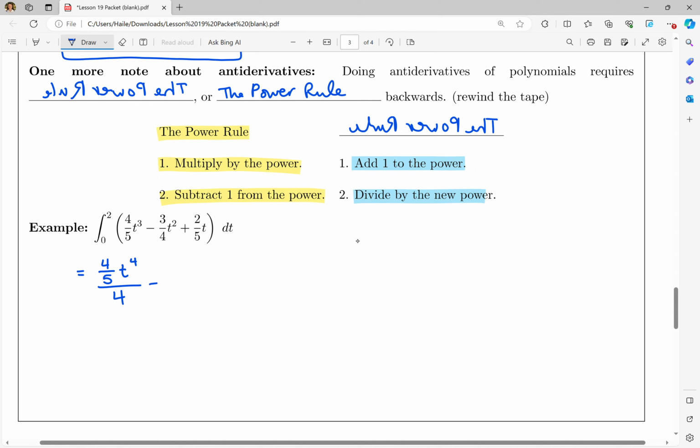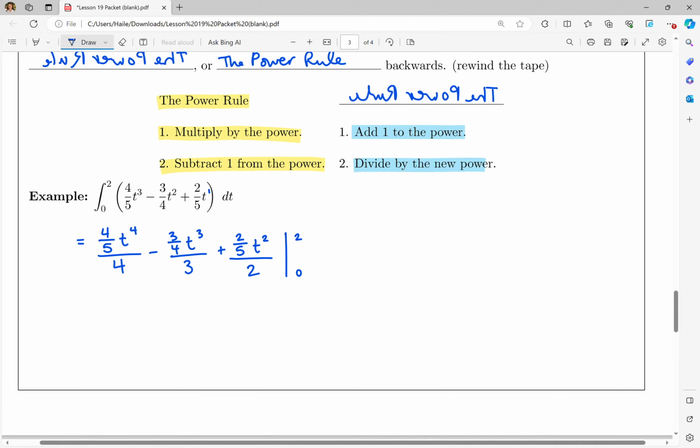Now if I wanted to do 3/4 t squared, my new power will be 3, and I divide by 3. And if I want to do 2/5 t, my understood power on t here is 1, so my new power should be t squared, and I divide that by 2. And I indicate that I'm going to plug in 0 and 2 as my bounds. So just a reminder that vertical bar is very important notation-wise. Okay. So here we took the antiderivative.